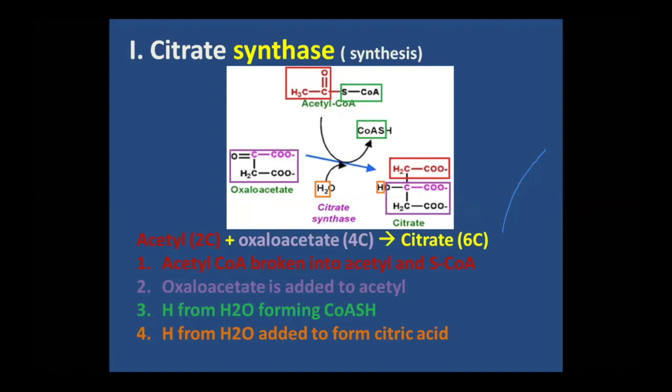So number 1, acetyl coenzyme A is broken down into acetyl and S-CoA. So here we would see acetyl coenzyme A. This is the acetyl part. This is the S-CoA. Now we also have oxaloacetate. Saan po siya galing? Si oxaloacetate galing po sa last step ng Krebs cycle natin. Product po siya. So that oxaloacetate would be combined with acetyl to be forming citrate.